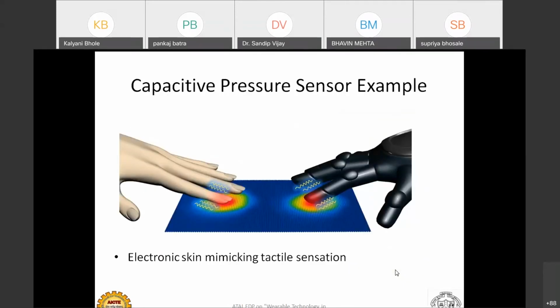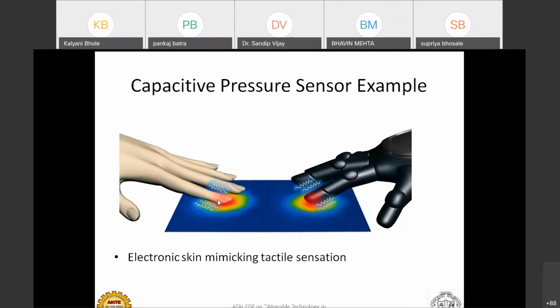The use of capacitive sensors in wearable sensor technology is most favorite. One of the examples is here. This is what we call an electronic skin or tactile sensor. The other word used is a tactile sensor, where we can get a sense of touching. This is nothing but an array of all these capacitive sensors.